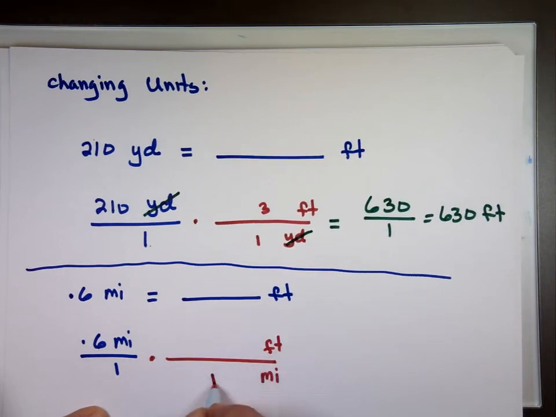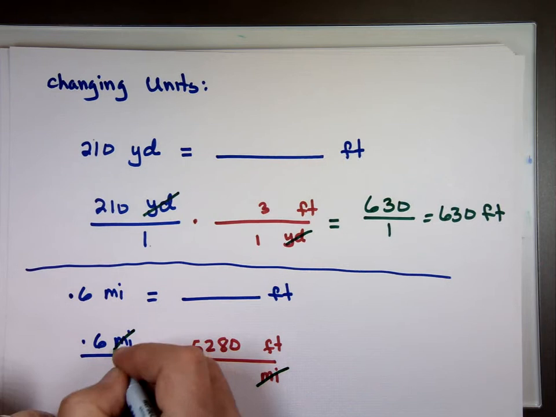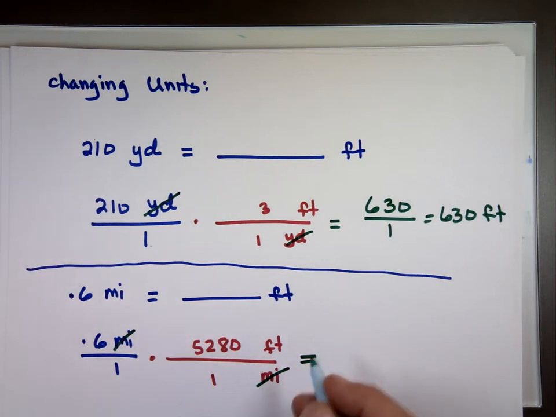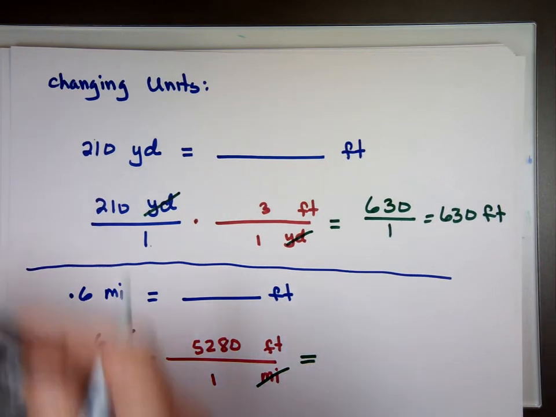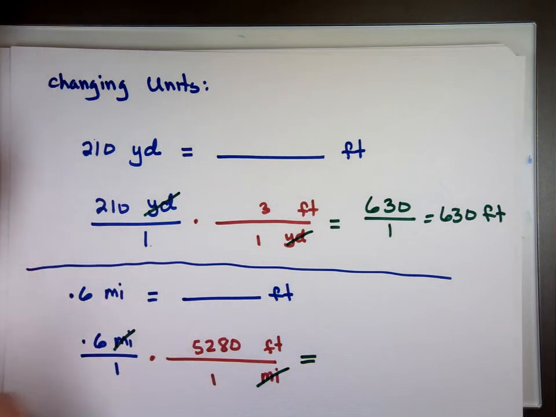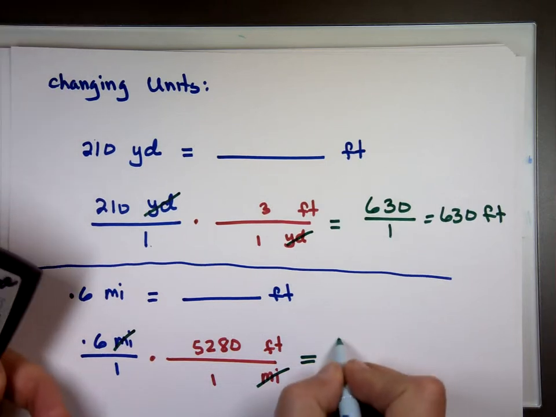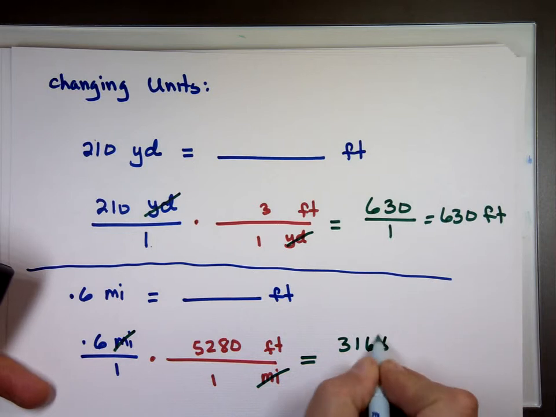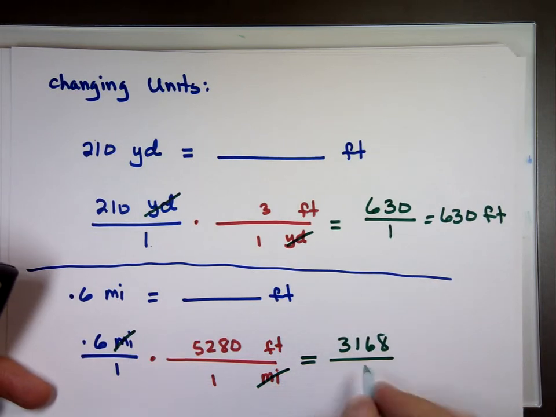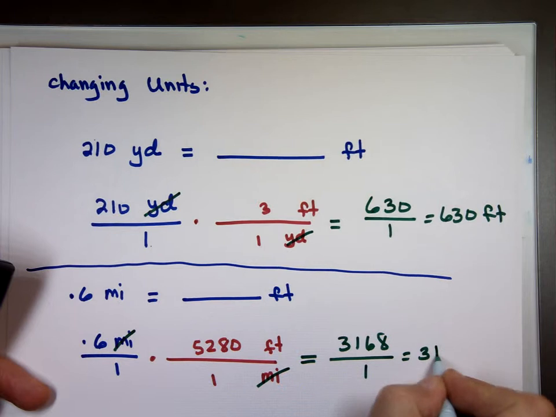1 mile has how many feet? 5,280. The miles will cancel each other out. I'll cheat here. What's 0.6 times 5,280? 3168 divided by 1 times 1, which is 1. 3168 feet.